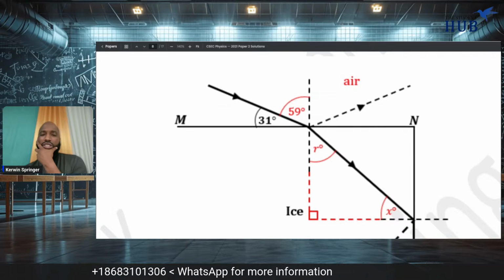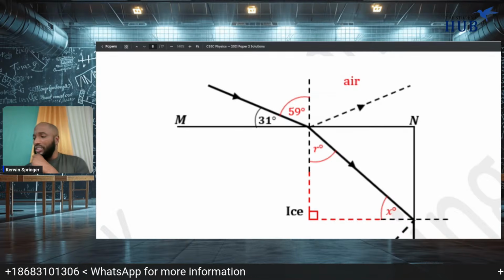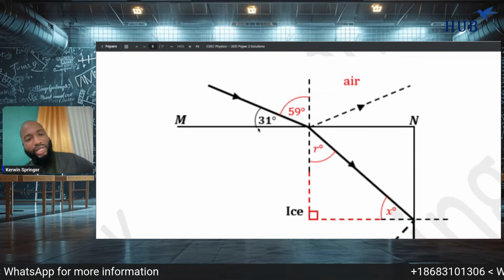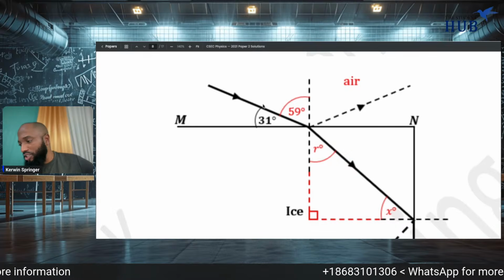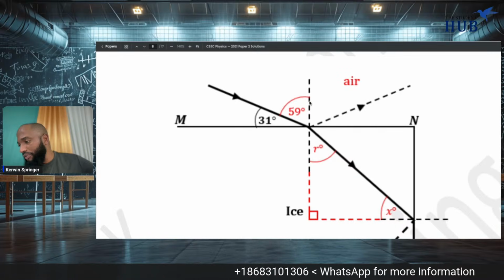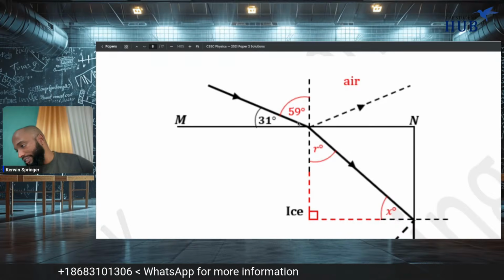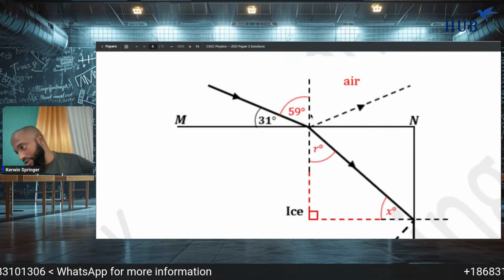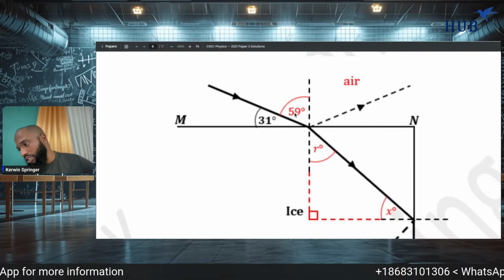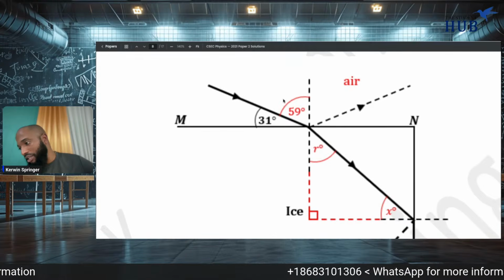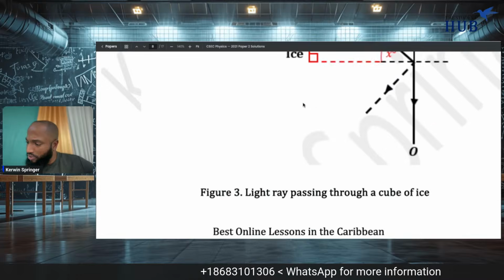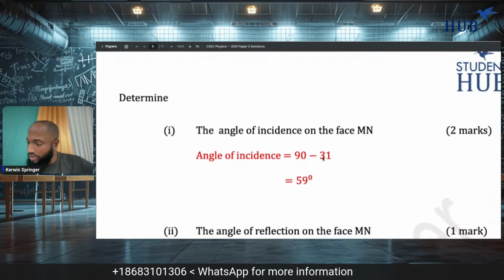I was teaching sometimes fast, and I think I made the mistake one time actually. I actually said 31, but this is 59. The angle of incidence is always between the incident ray and the normal. So this question was just asking you to say 90 minus 31 is 59.